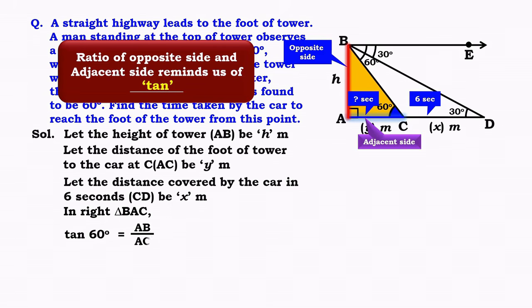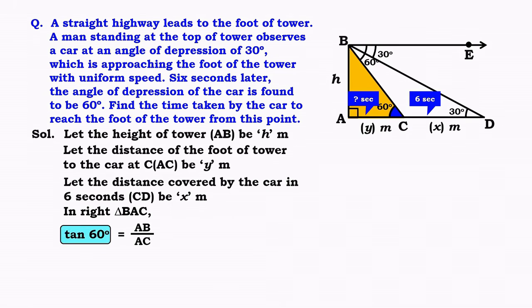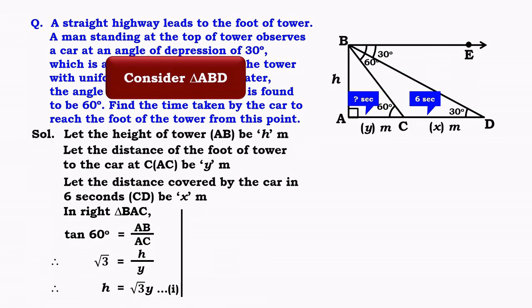In right-angled triangle ABC, tangent 60 degrees is equal to AB divided by AC. Therefore, root 3 is equal to h divided by y. Hence, h is equal to root 3 multiplied by y. This is our first equation.